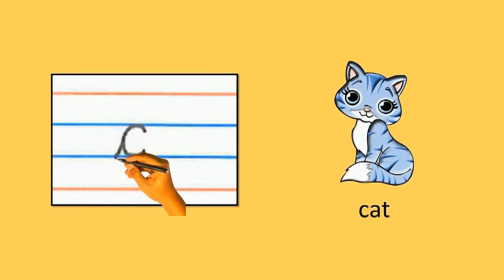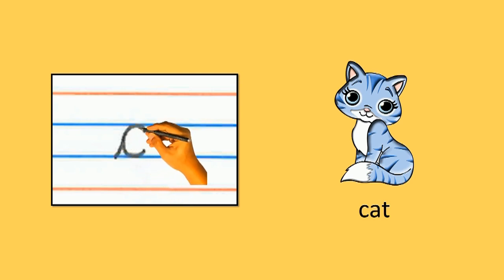Letter C. Start from the second blue line. Slant line up to the first blue line. Make a curve. Come down to the second blue line. Curve out. K, K, cat.